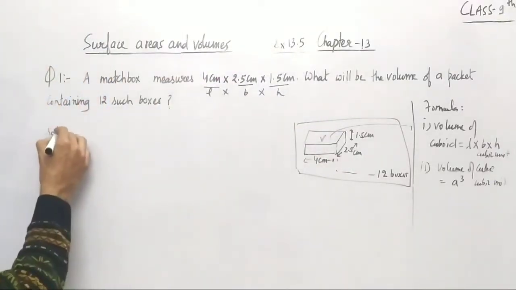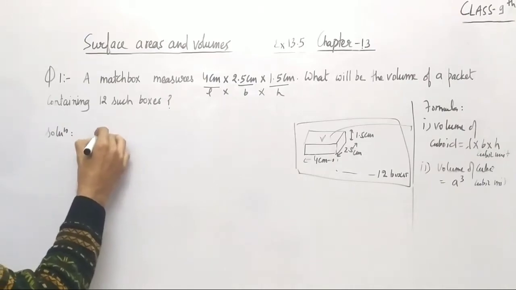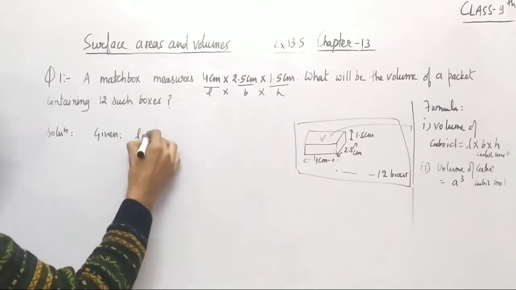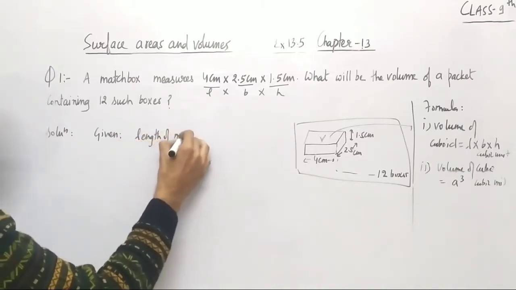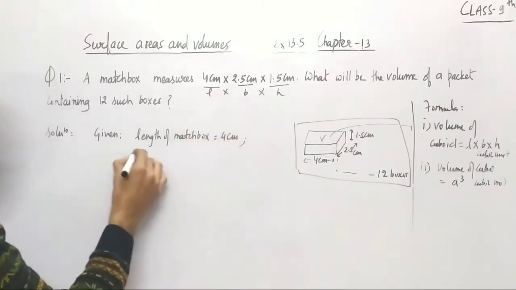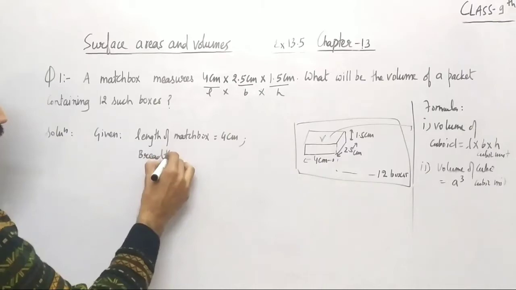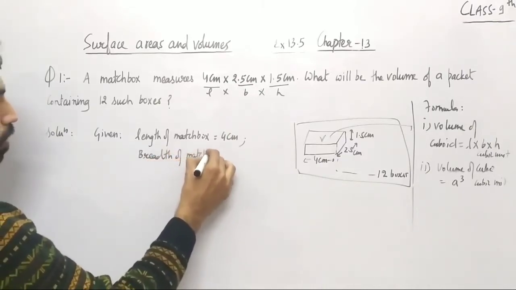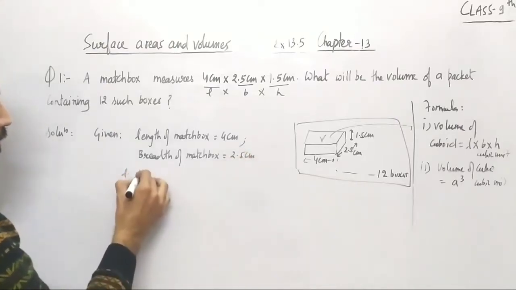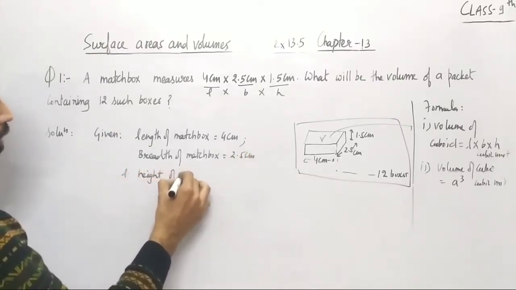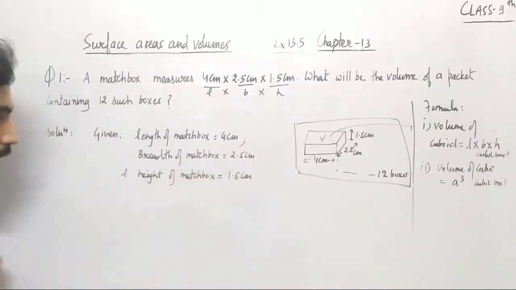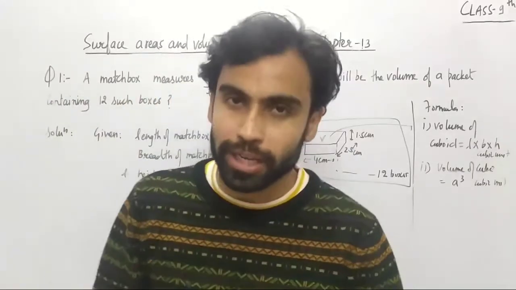So यहाँ पे start करते हैं solution को. So the first thing is the given thing. हमें यहाँ पे क्या given है? The length of the match box is 4 centimeter. Further, the breadth of match box is 2.5 centimeter and the height of match box is 1.5 centimeter, right? So यहाँ पे हमारे पास length, breadth और height given है.